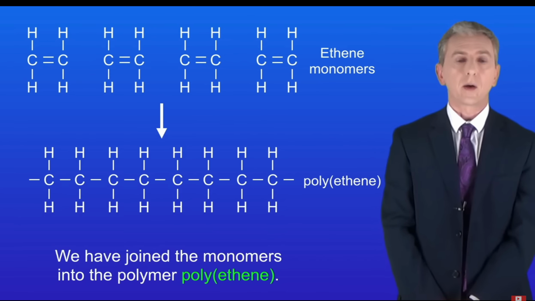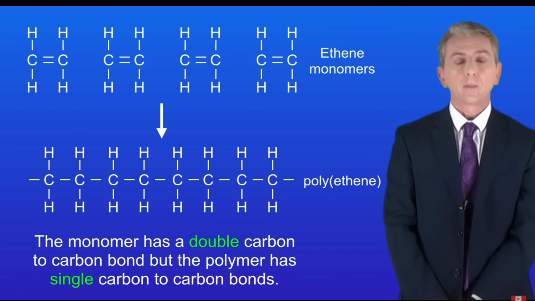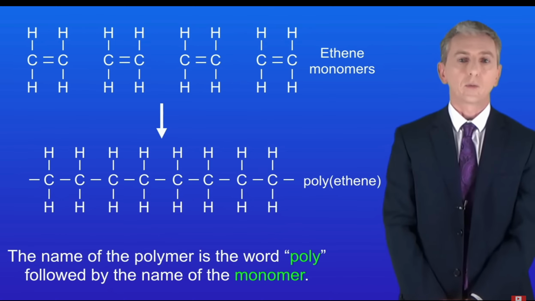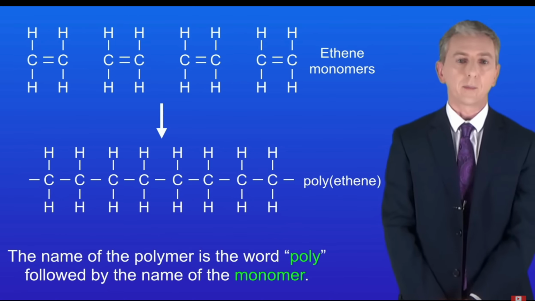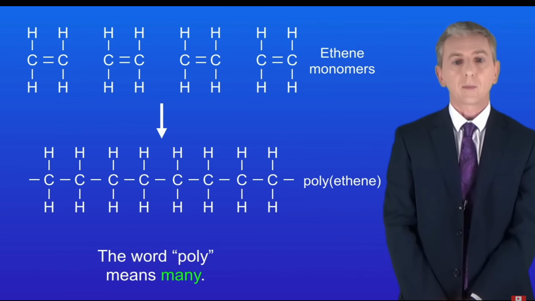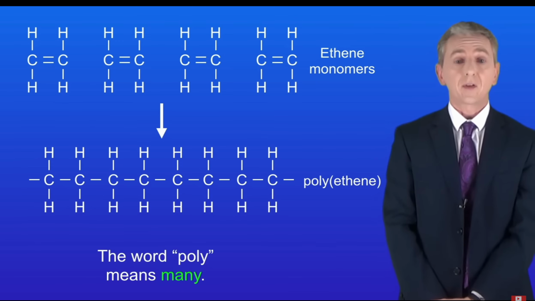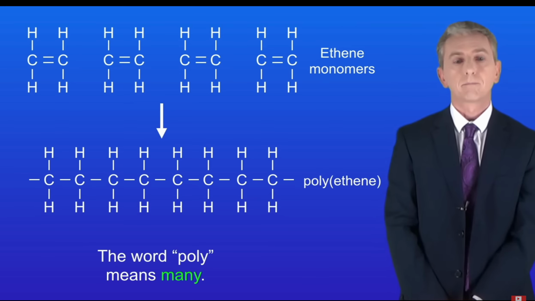Now, there are a couple of points about this. Firstly, the monomer has a double carbon-to-carbon bond, but the polymer has single carbon-to-carbon bonds. Secondly, the name of the polymer is the word poly followed by the name of the monomer. So the monomer was ethene, and we've made polyethene. The word poly simply means many. Now, students sometimes ask, what happens at the ends of the polymer? But at GCSE, you're not required to know that.